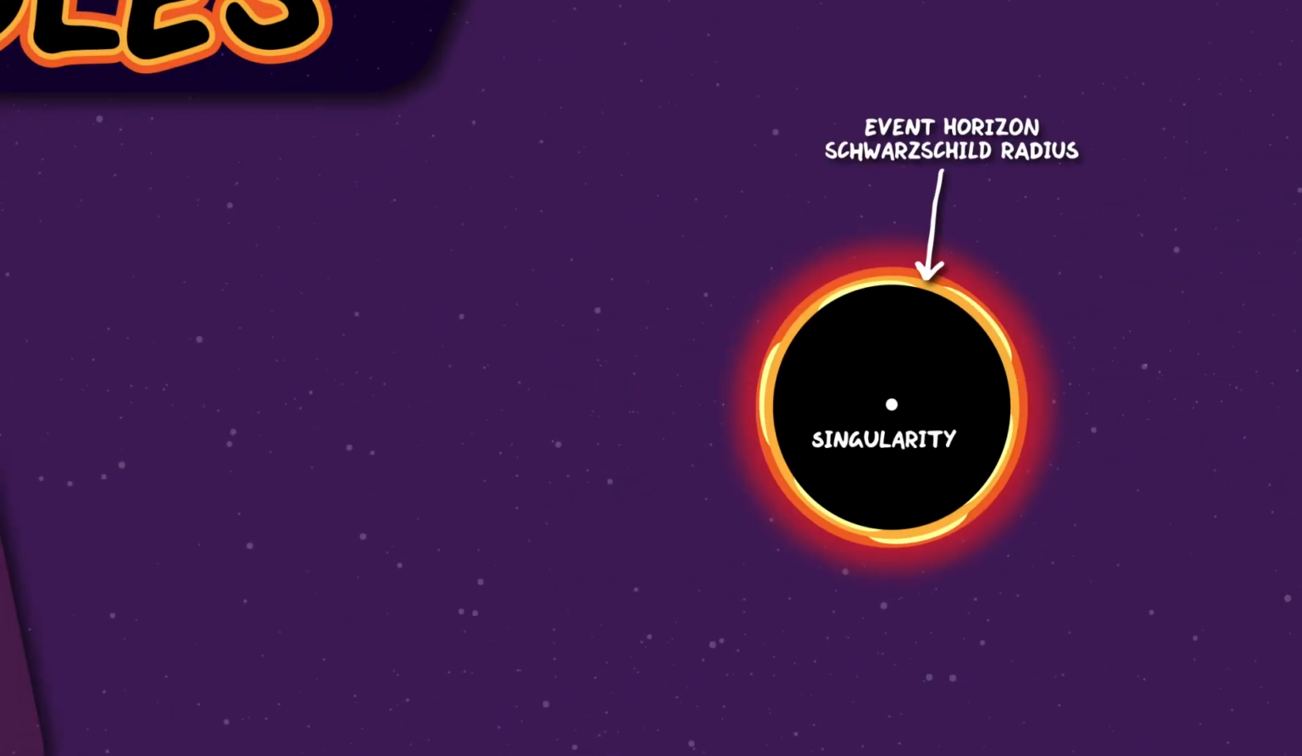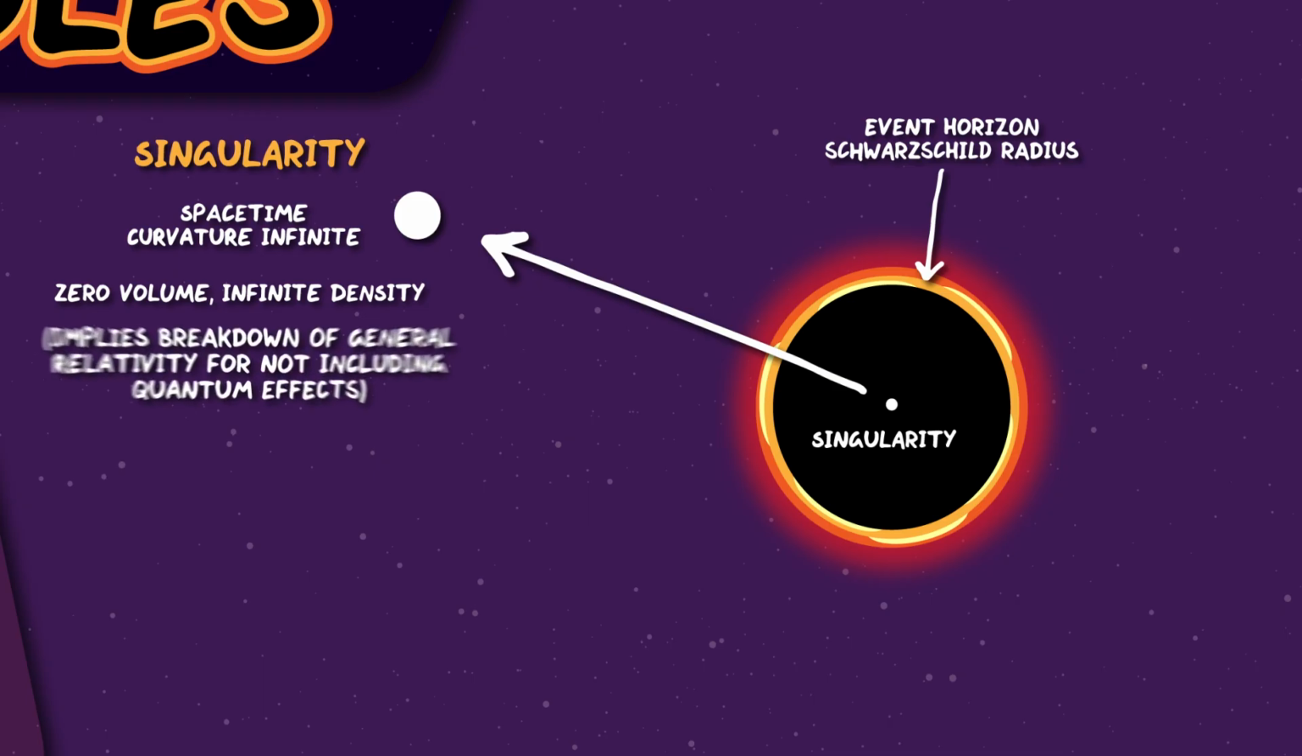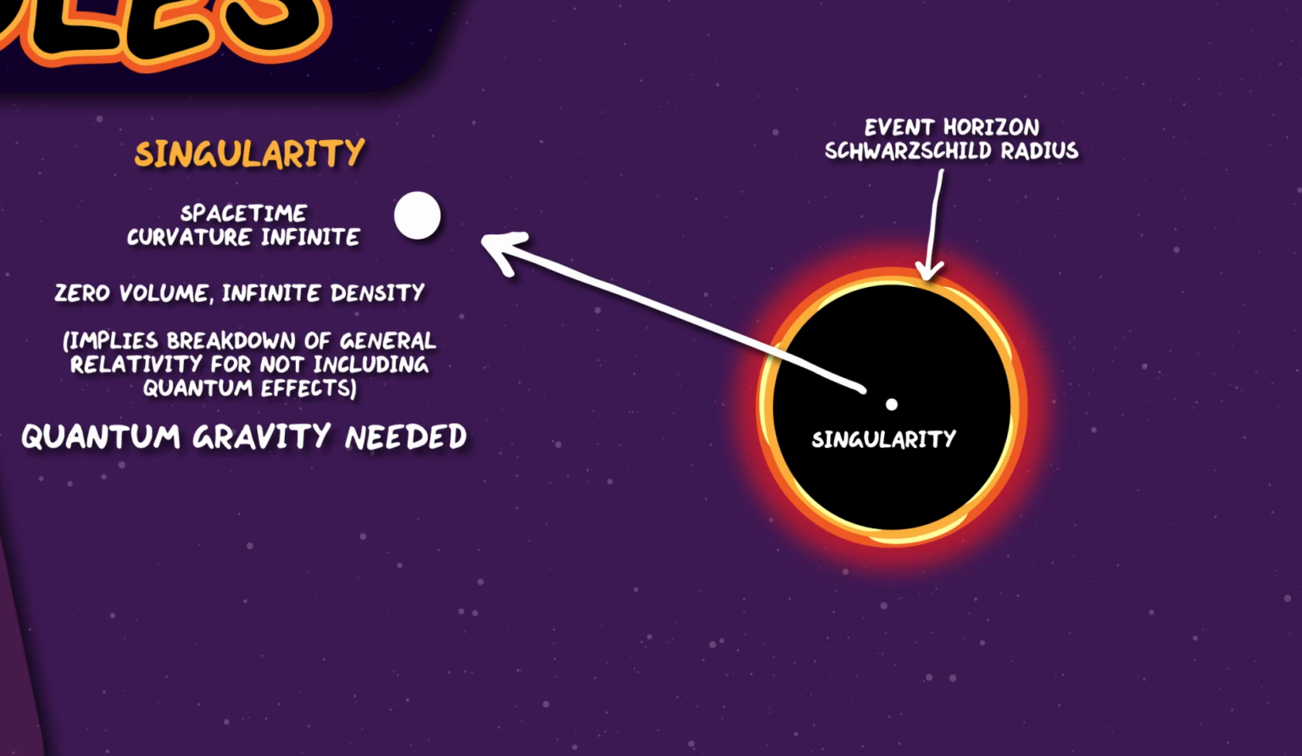And then we have the singularity, which I've already talked about, but basically it's a region of infinite curvature where all of the mass is squeezed into zero volume with infinite density. But this implies a breakdown of general relativity, and really a theory of quantum gravity is needed. So, more important features of a black hole.